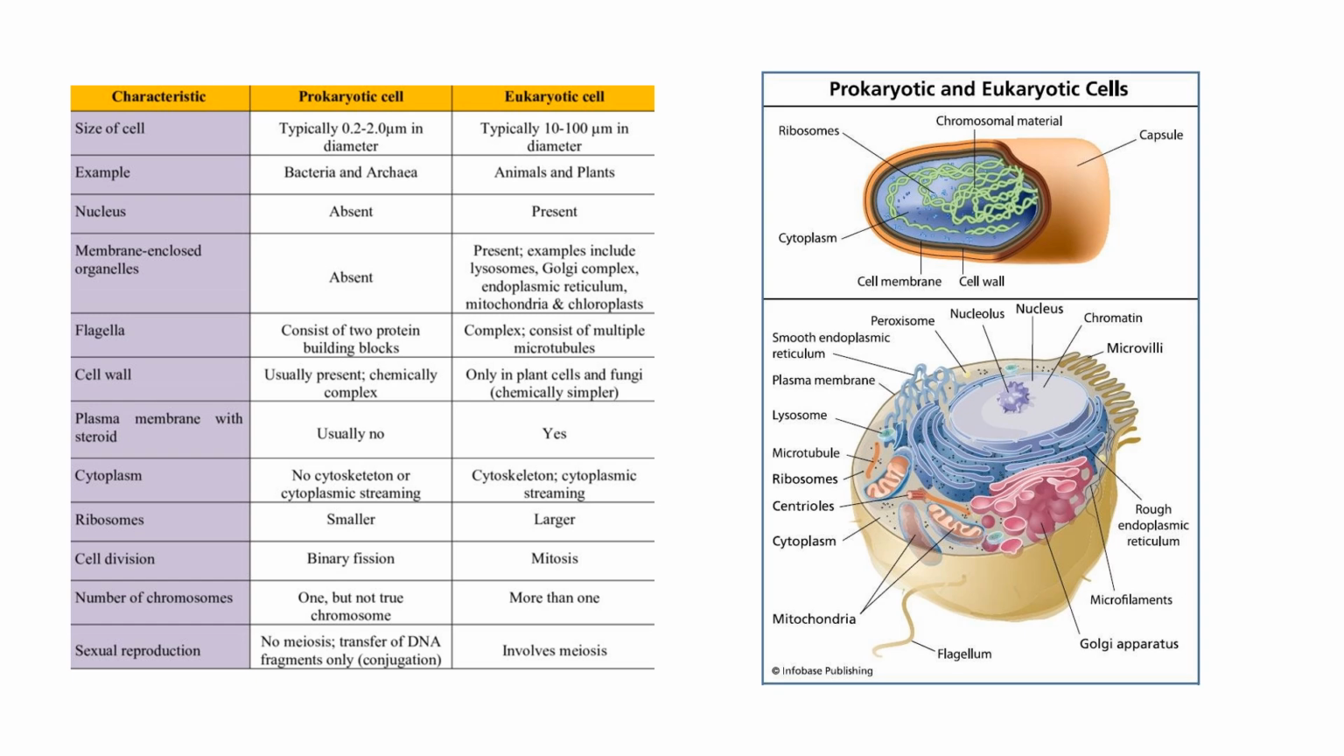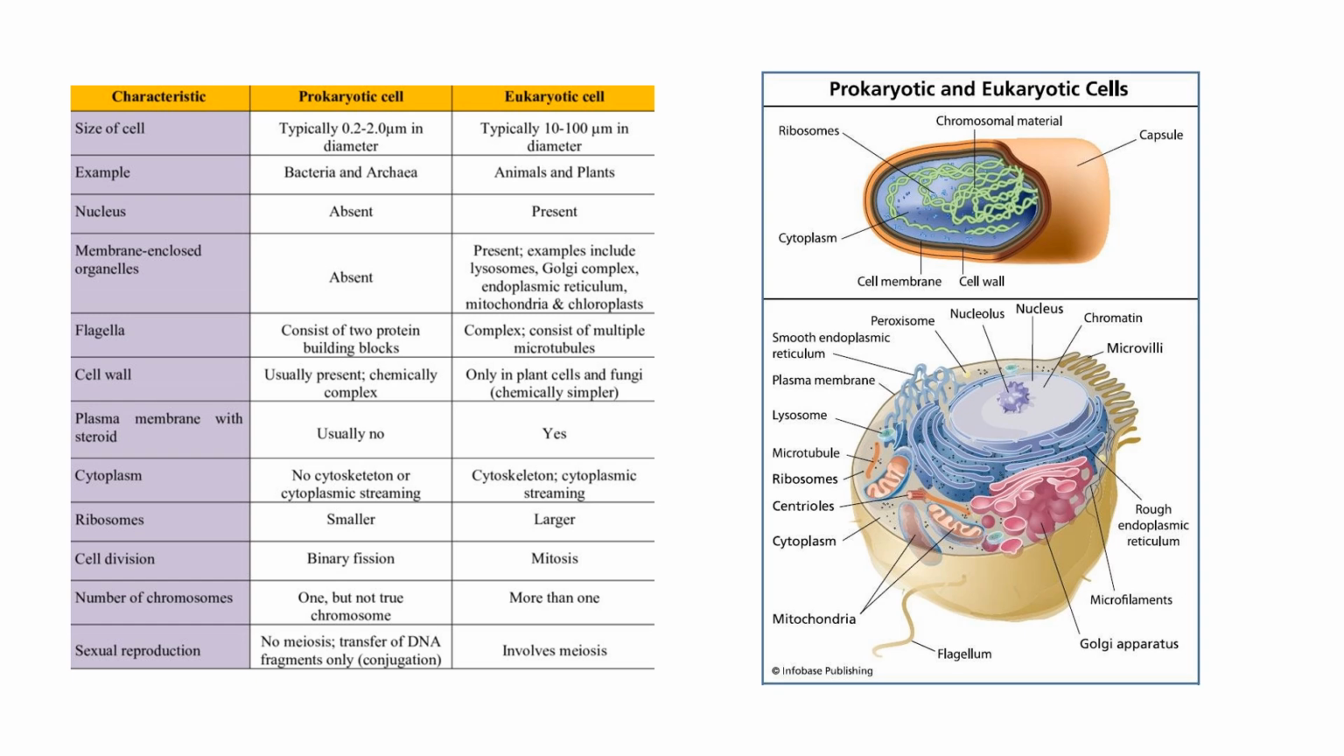Number of chromosomes in the prokaryotic cell is 1, but it is not a true chromosome. It's a long chromosomal material. It's not exactly in the shape of chromosomes, or it does not condense as much. And in case of eukaryotic cells, there are more than one chromosomes, much more genetic material.